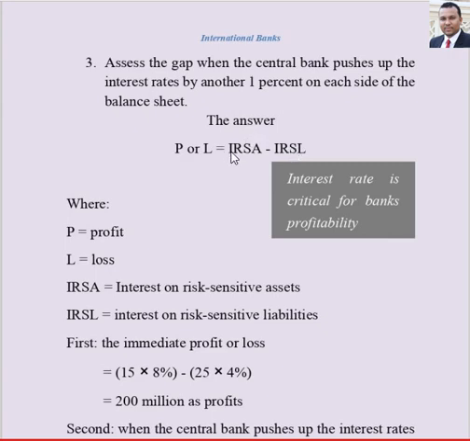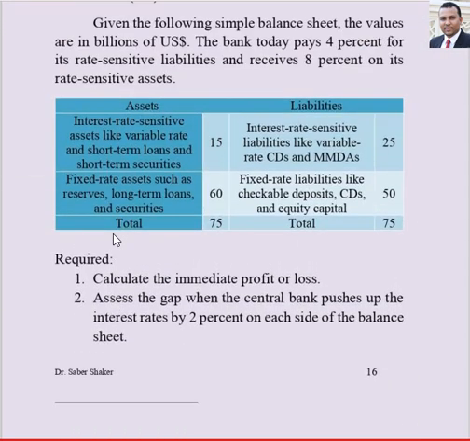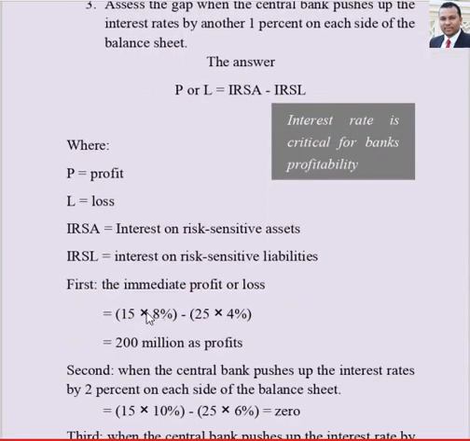Interest rate on sensitive assets, IRSA, is what we talk about when we mean revenues for the bank. Interest rate on sensitive liabilities is when we talk about expenses for the bank. What about IRSA? In this case we talk about 8%, 8% multiplied by sensitive assets, 15. We talk about the sensitive assets or revenues.